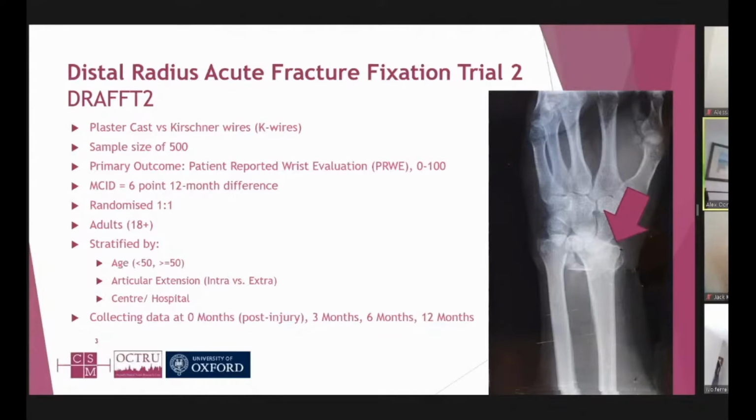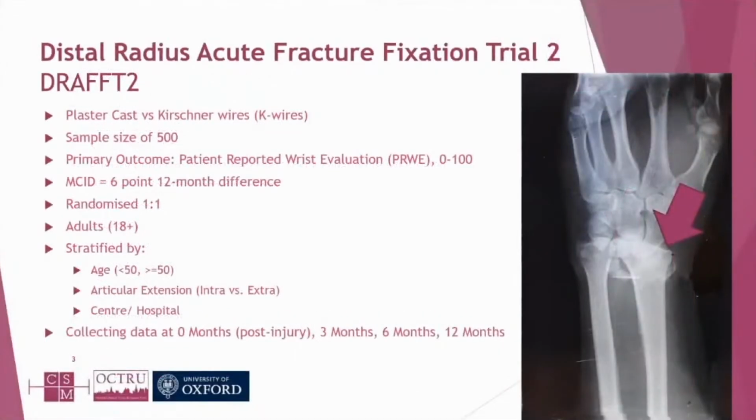The sample size is 500, and the primary outcome is the patient-reported wrist evaluation, PRWE, which is a score from 0 to 100, with 0 being fantastic wrist function and 100 being completely terrible wrist function. We've said the MCID, the minimum clinically important difference, which is viewed as a practice-changing difference, to be 6 points at the 12-month time point. We're randomizing 1-to-1, so 250 in the cast and 250 in the K-wire arms. We're only considering adults because children are made of rubber and they heal differently. And we're stratifying by age, less than 50 or greater than or equal to 50.